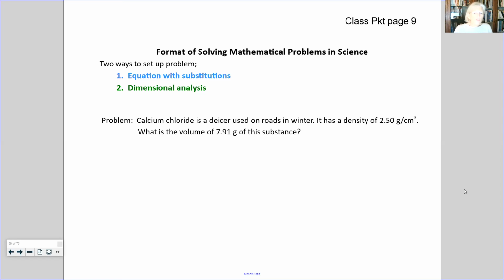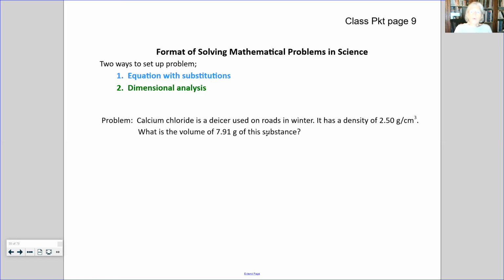There are two ways you can solve problems as far as a format in math. One is with an equation, where you write the equation down and you substitute in numbers and solve for a variable. We will be doing that in chemistry. We will also be doing dimensional analysis.